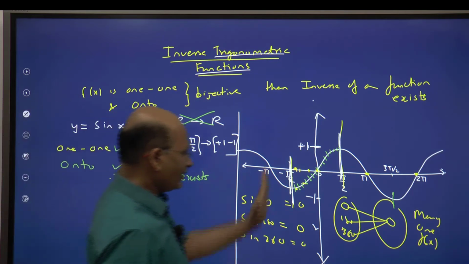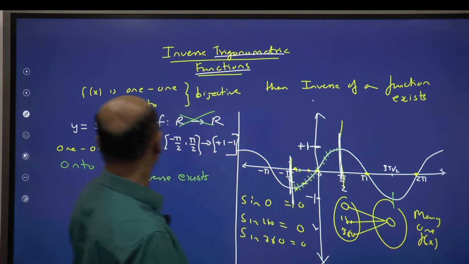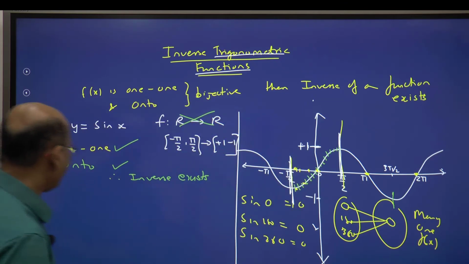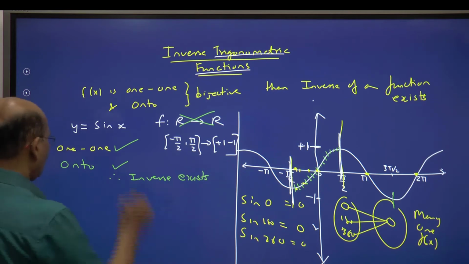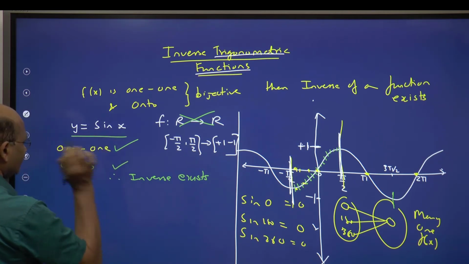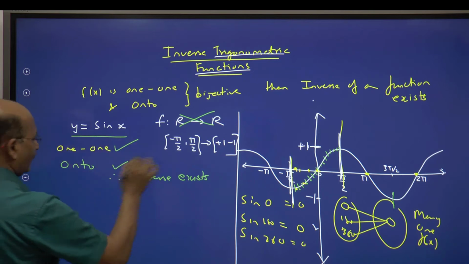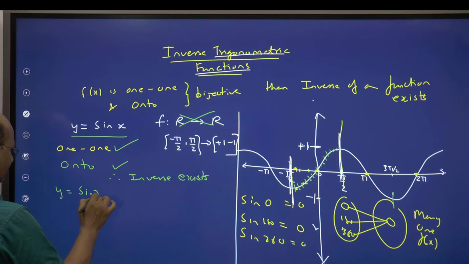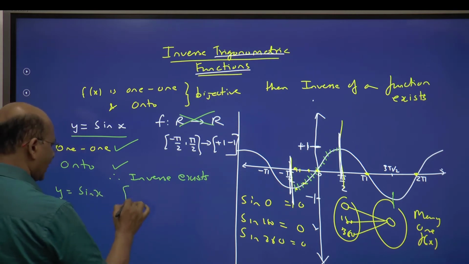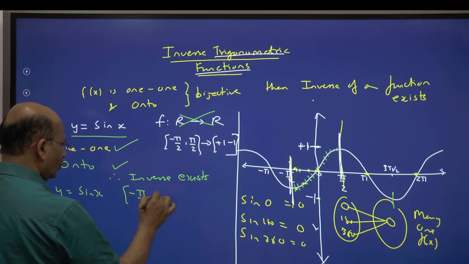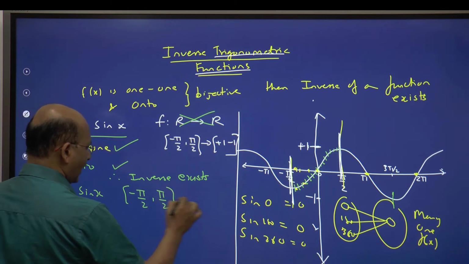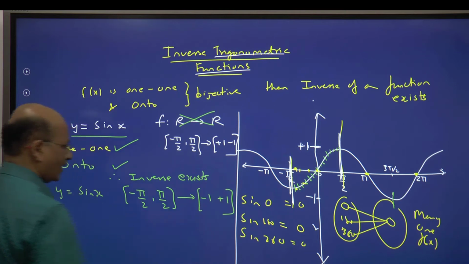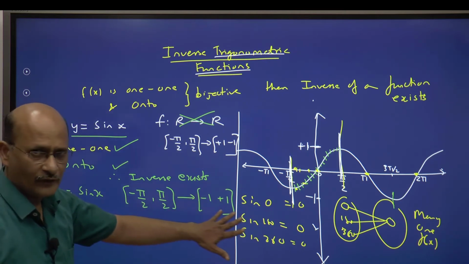Okay, so we are studying y is equal to sine x. Keep that in mind. Now guys, pay attention. For this trigonometric function y is equal to sine x, the domain is from minus pi by 2 to pi by 2, and the range is from minus 1 to plus 1. I mean to say the domain and range of the function.